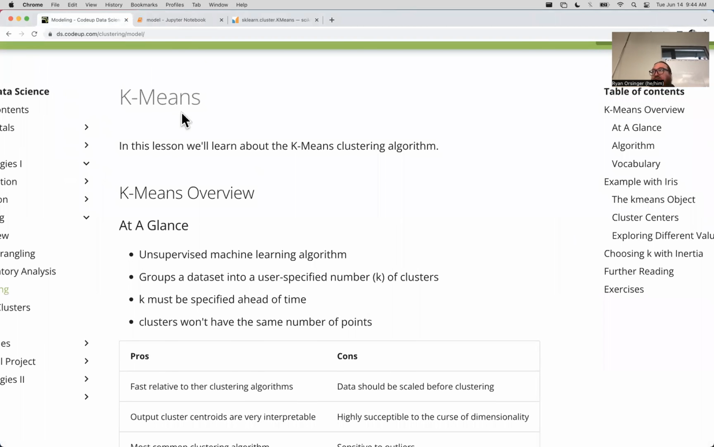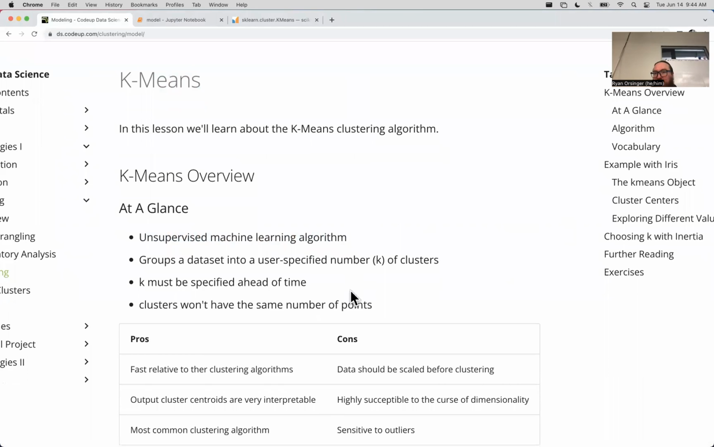What is k-means? So what? Why should you care? And then what do you do with k-means? So the first thing out of the gate, k-means is an unsupervised machine learning algorithm. So all of our clustering is unsupervised. That means we don't have foreknowledge. We don't have labeled data. We don't have answers.